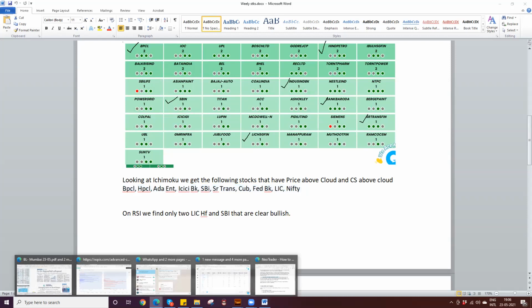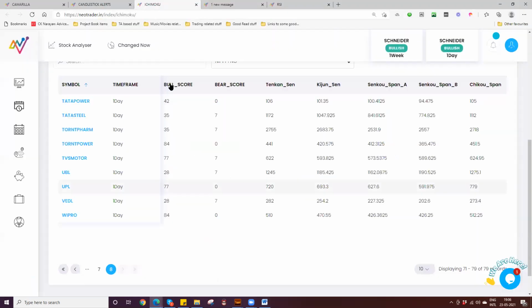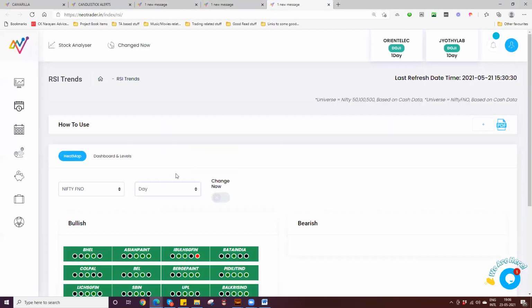also the RSI. And if you look at the RSI page, again, you go there and choose day, because the RSI again has all these time frames. Make sure to put either your watch list here, or you can choose Nifty F and O.